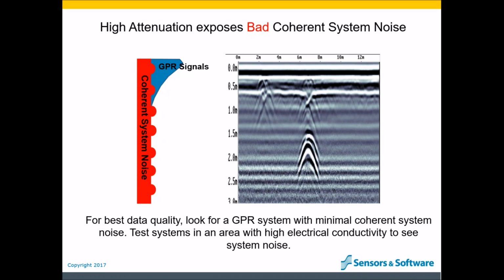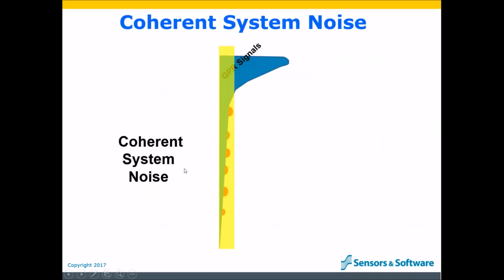Okay, a bit of a tangent about coherent system noise, but getting back to the main topic here, you can stack all you want, but coherent noise will never be reduced to improve the real GPR signals. So to take full advantage of extreme stacking to see deeper, you need a GPR system engineered to have low coherent system noise.